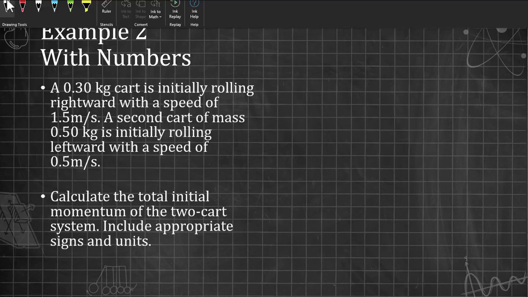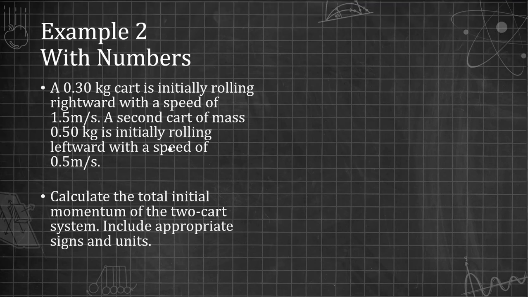So now we're going to look at example 2 with numbers, and so we're going to visualize the text in this problem. So we have cart A, which has a mass of 0.3 kilograms, and is rolling rightward, and then cart B, which is going to have a mass of 0.5 kilograms, and that's initially rolling leftward. So they are rolling towards each other, and they're on a collision course.